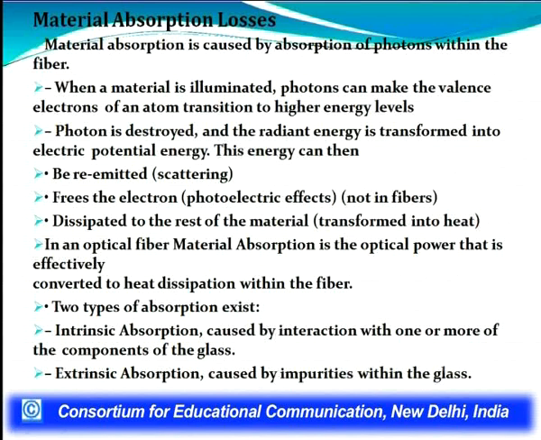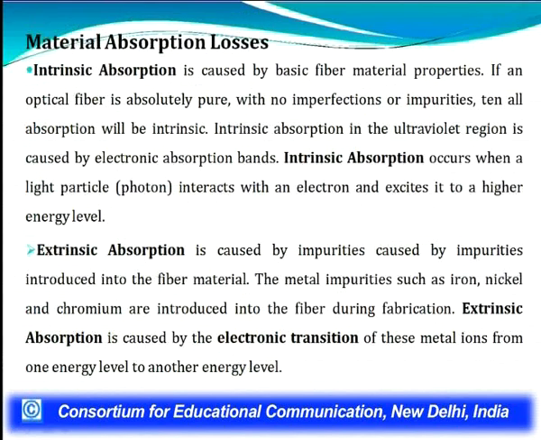In intrinsic absorption, there is interaction with one or more components of the glass, but in extrinsic absorption, it is the impurities within the glass. It means when the light photons interact with one or more components of the glass, that is intrinsic. When they interact with the impurities of the glass, then it is extrinsic absorption. Now we elaborate the material absorption losses. First is intrinsic absorption, which is caused by the basic fiber material properties from which the optical fiber is made.